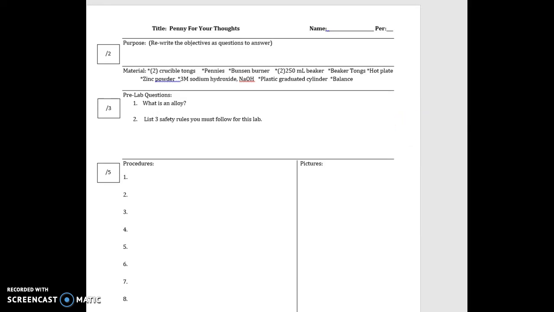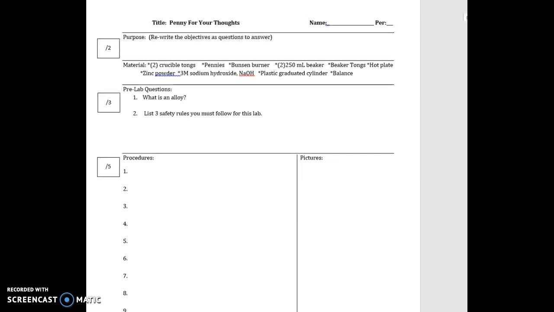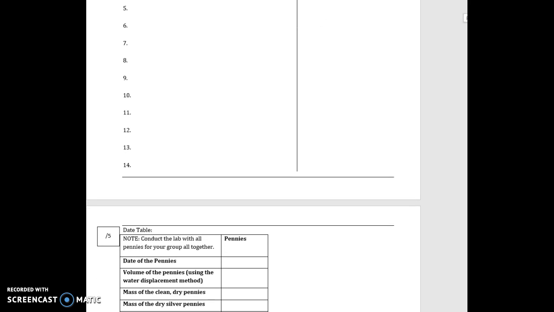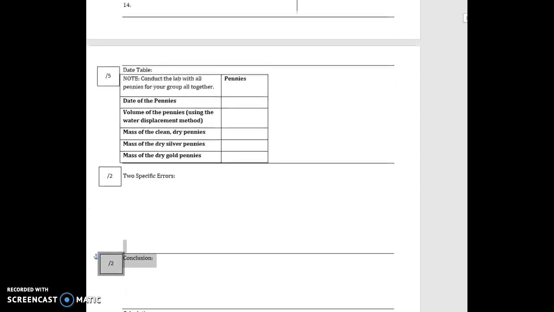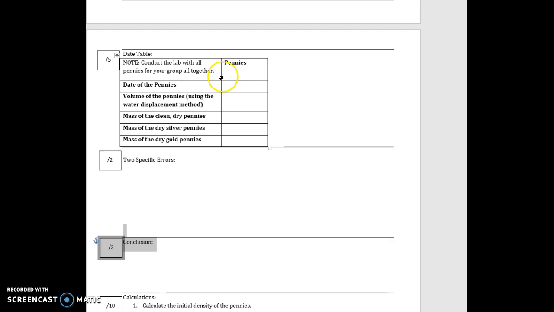Students, this is to help you finish up your Penny for Your Thoughts lab that you worked on in class. Now it's time for you to go ahead and finish since you've done your data. And by the way, in your data here, make sure that you have the dates of all of your people. Make sure the volume here is listed as well as the units for each of those here. The masses, again with units.